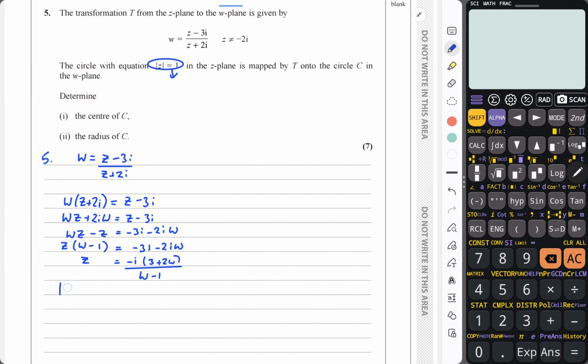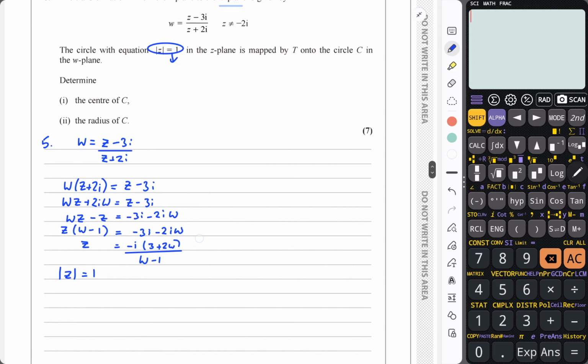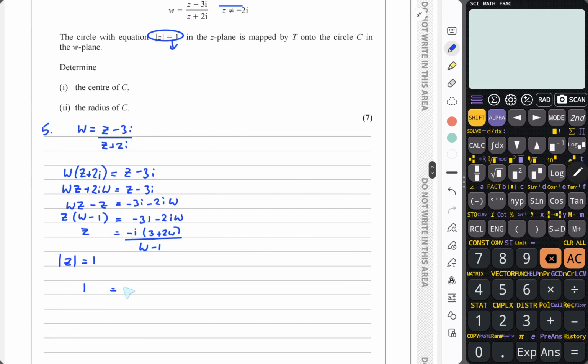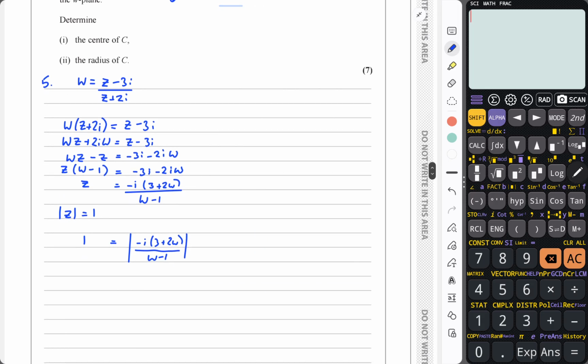And now from the question we know that the modulus of z is equal to 1. So if I do the modulus of both sides, I'm going to get 1 is equal to the modulus of this side. Now, in terms of a few modulus properties we can use, this top bit, this minus i, is not going to contribute anything, it's got modulus 1. So I'm going to get the modulus of 3 plus 2w divided by the modulus of w minus 1. That's one of your modulus properties: modulus of a over b is modulus of a over modulus of b, and same with a product, so modulus of ab is modulus of a times modulus of b.